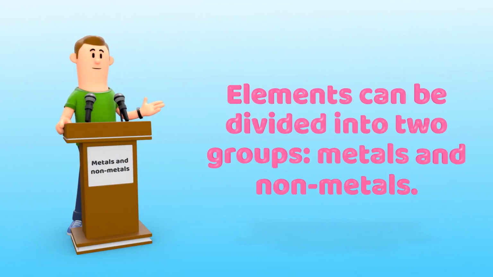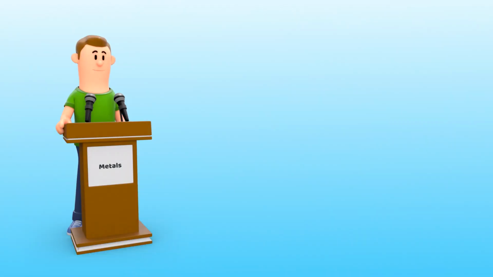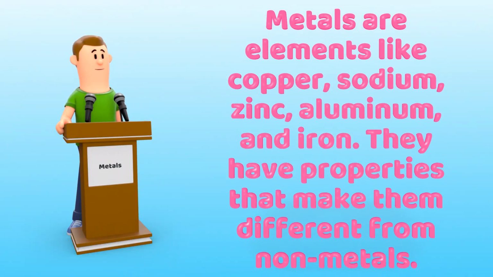Let's now see about metals and non-metals. Generally, elements can be divided into two groups. These are metals and non-metals. Let's now start with the metals. Metals are elements like copper, sodium, zinc, aluminum, and iron. They have some properties that make them different from non-metals.